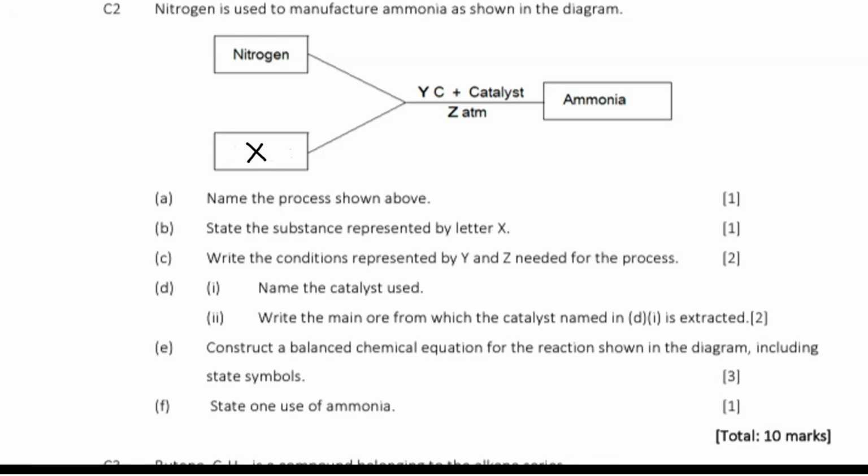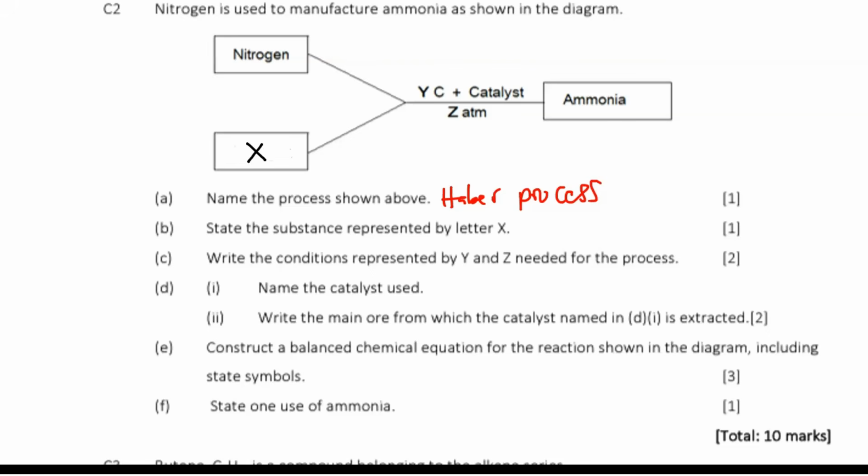Name the process shown above. So this process that you are seeing above is called Haber process, because it's a process at which ammonia is made at industrial level. Where nitrogen and of course the other reactant that you are going to name here is reacted. So it's called Haber process.